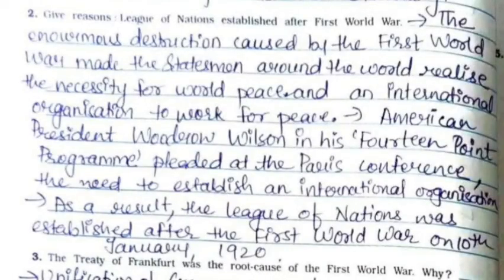Second, give reasons. The League of Nations was established after the First World War. The enormous destruction caused by the First World War made the statesmen around the world realize the necessity for world peace and an international organization to work for peace. American President Woodrow Wilson, in his 14-point program, pleaded at the Paris Conference the need to establish an international organization. As a result, the League of Nations was established after the First World War on 10th January 1920.